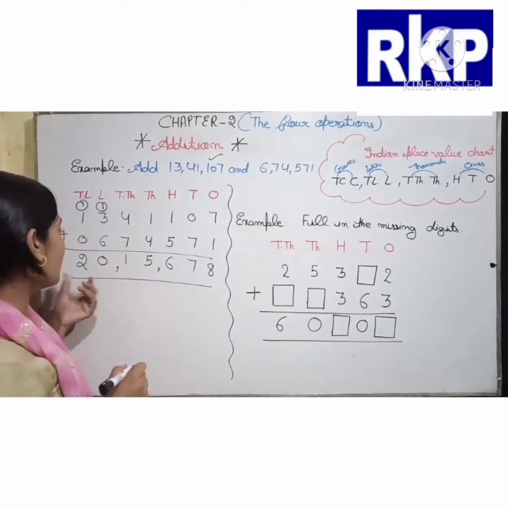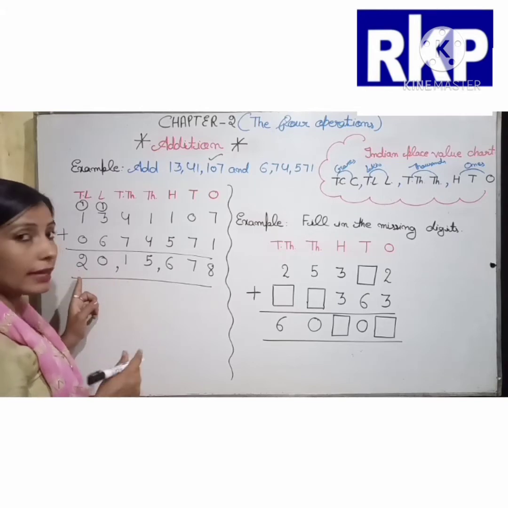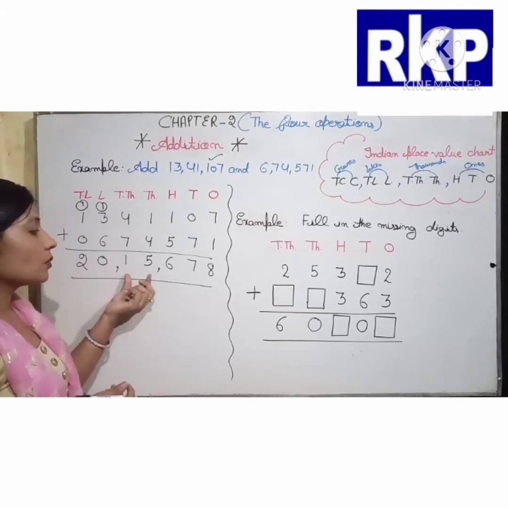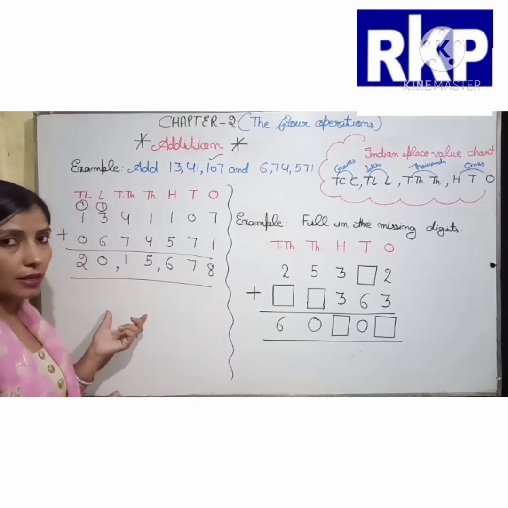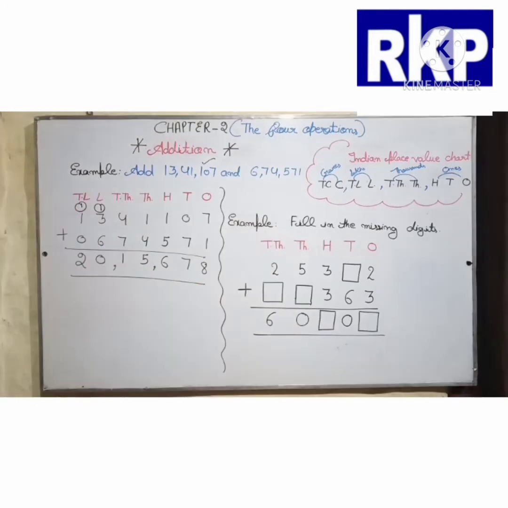Now what is this number? You can see, you can read easily. 20 lakhs 15,678 is our answer.